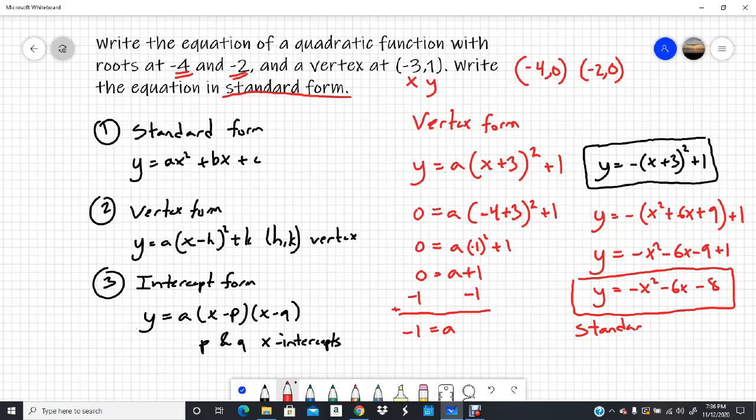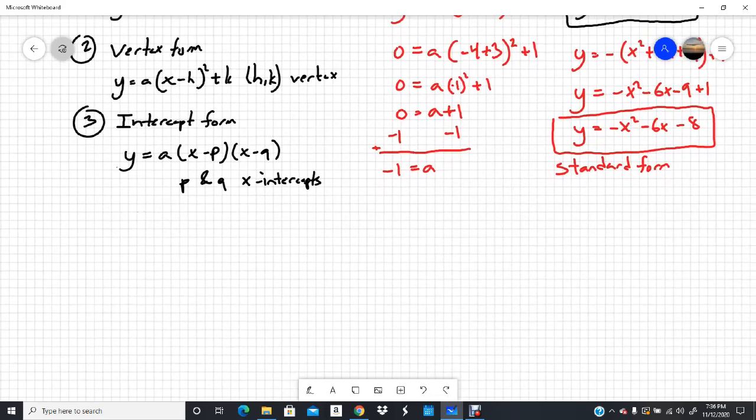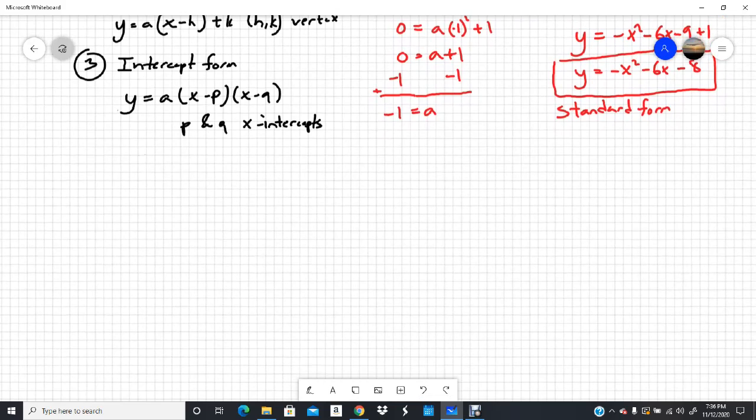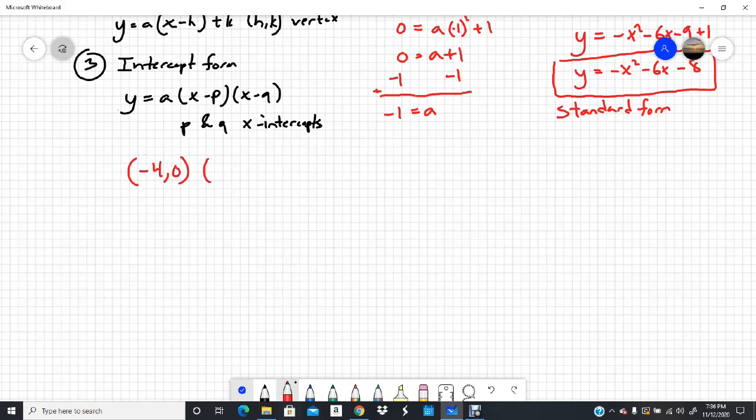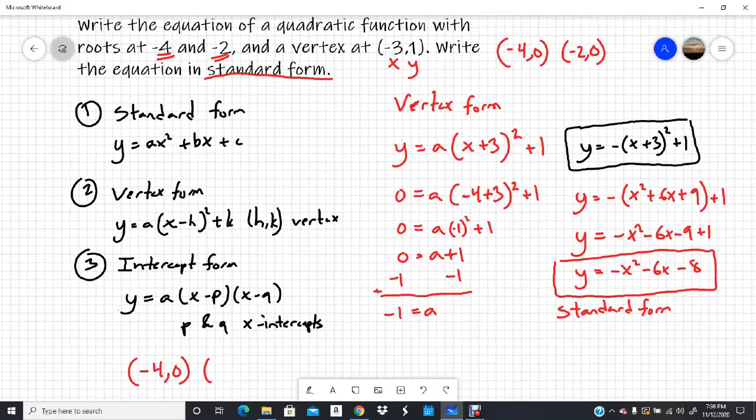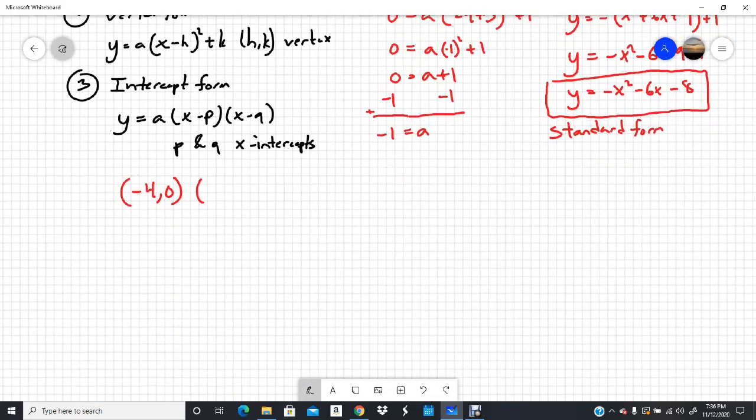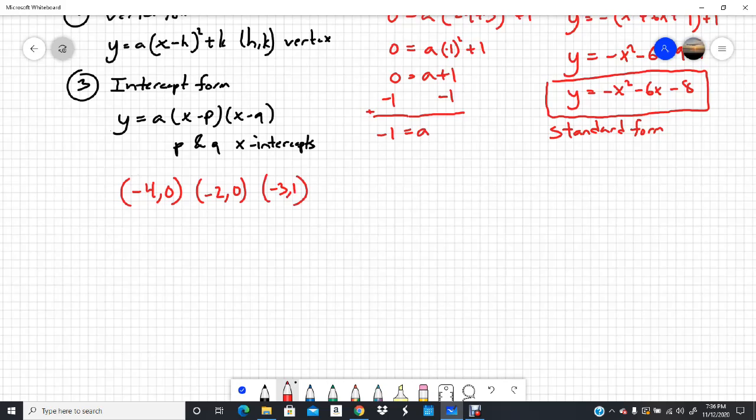Now I'm going to show you how to solve it using the intercept form. So the intercept form is y equals a(x minus p)(x minus q). Well, we have (-4, 0) and (-2, 0). Let me just take a look at the question again. The vertex is (-3, 1), because -4 and -2 were the x-intercepts.